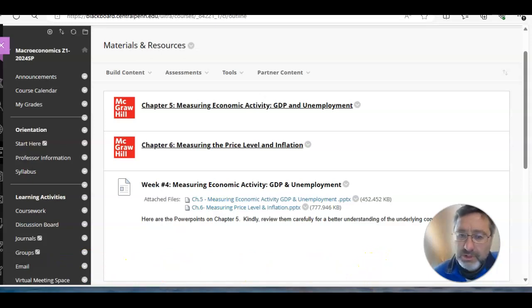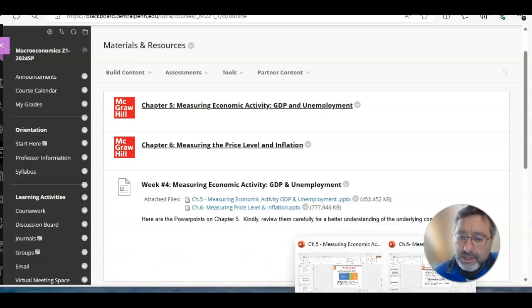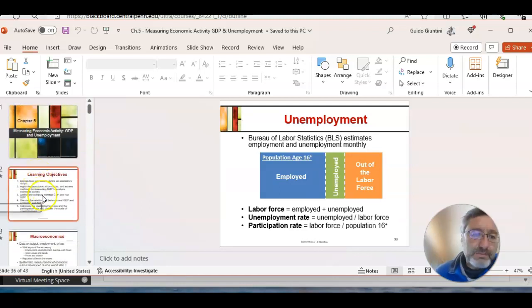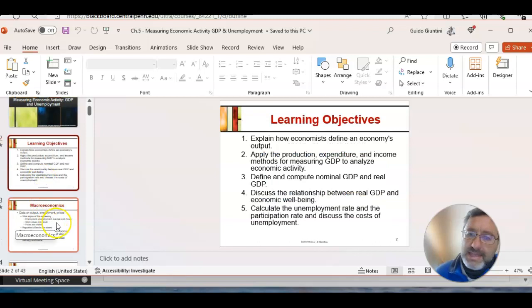So we'll talk briefly about what's going on this week. Let me shift now to PDFs, and the PDF for chapter 5. You can see here that in chapter 5, this is measuring the economy activity, GDP and unemployment. And these are important chapters. They're important because that's how everything else is based on.